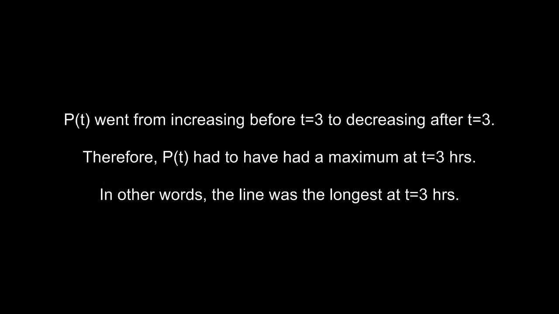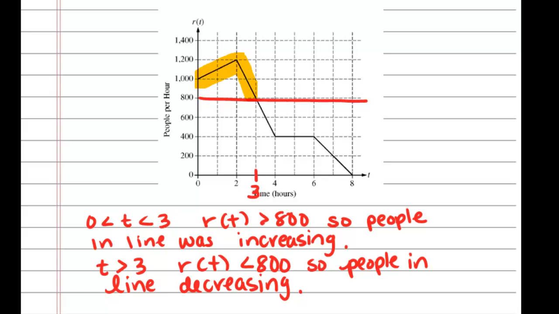So let's look at this once again. P of t went from increasing before t equals 3 to decreasing after t equals 3. Therefore, P of t had to have had a maximum value at t equals 3 hours. In other words, the line was the longest at t equals 3 hours. So let's go right back to our graph here and see that once again.